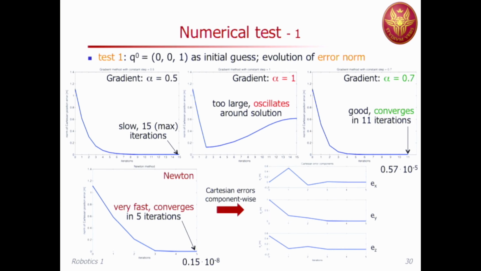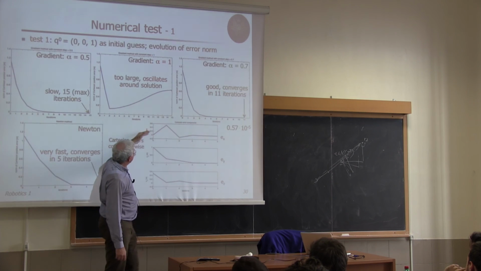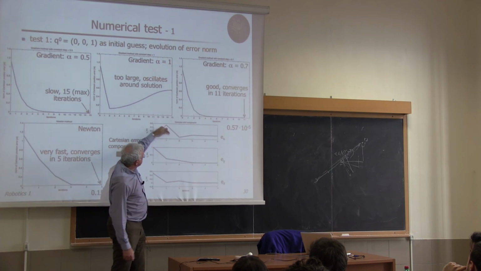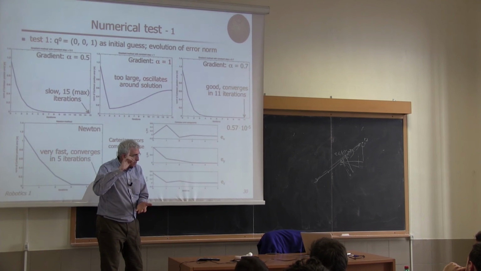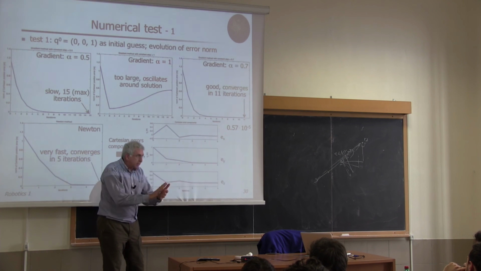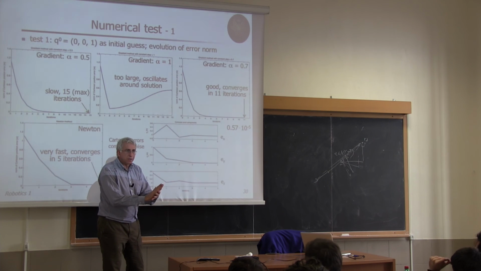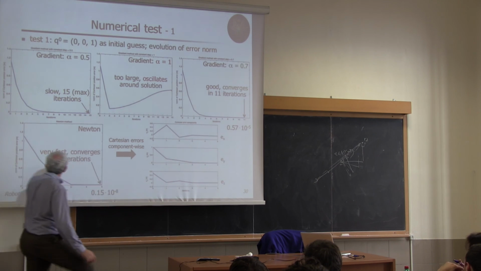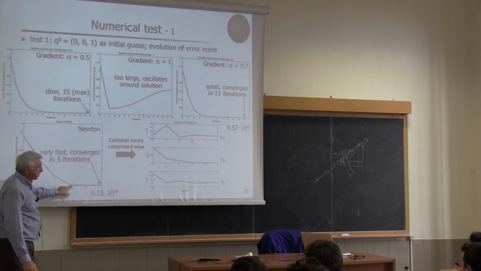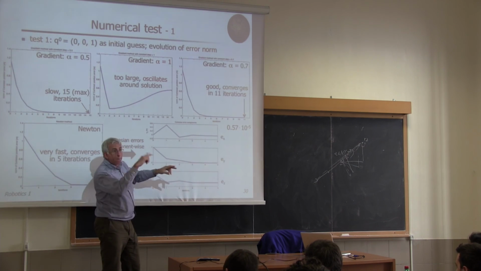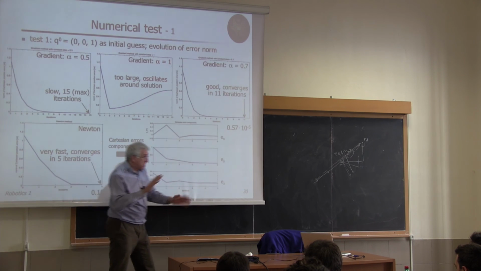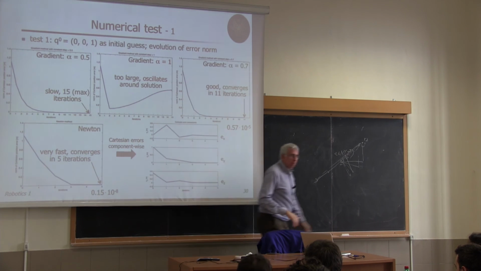And here you see the three components x, y, and z of the error in the Newton method, and how it changes. So a single component may increase, pay attention, but it's the norm that converges globally. So here you see a decrease of the norm of the error at every step, while at some step a component of the error may increase. This is normal.